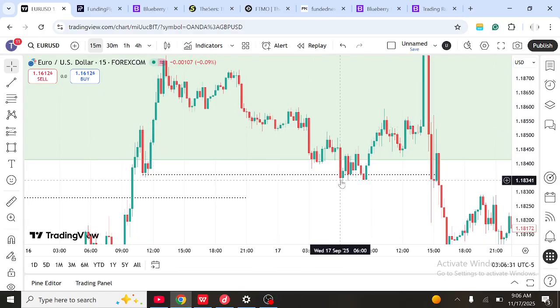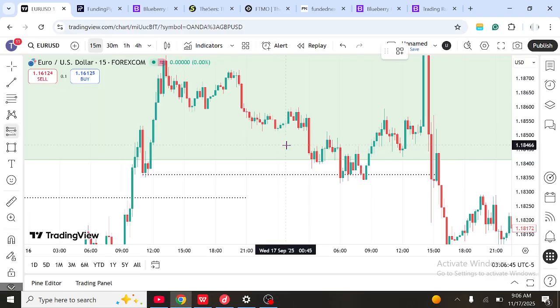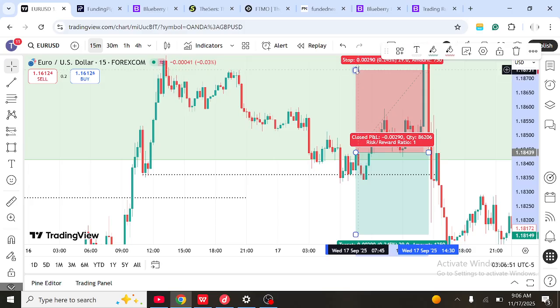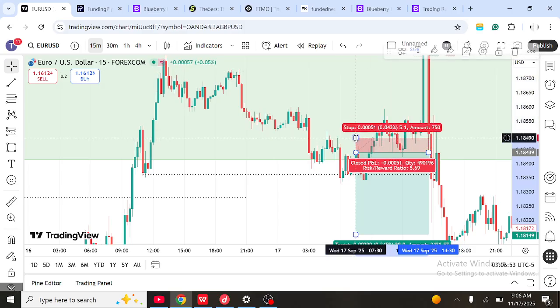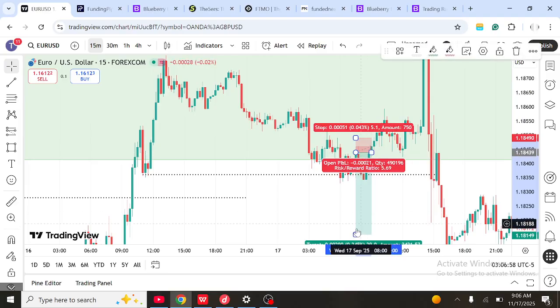So when price closes below this low, our entry will be at this last order flow. This is our last order flow. So that means our entry will be here for a sell. Our entry will be here for a sell, and stop loss will be here. So this is going to be a losing trade.